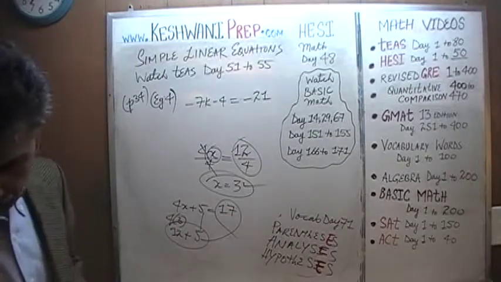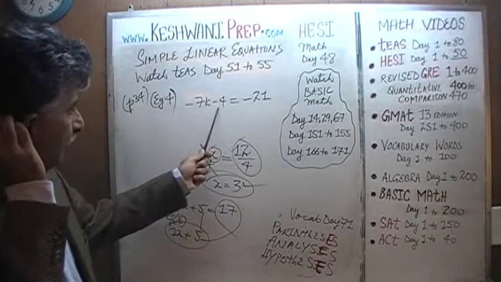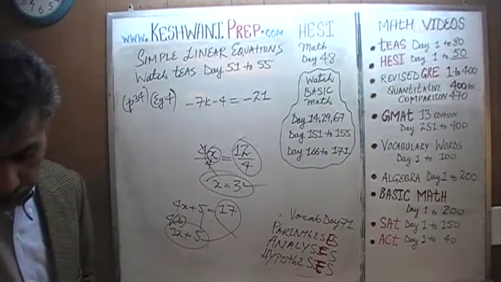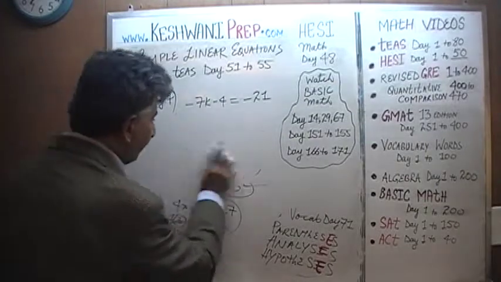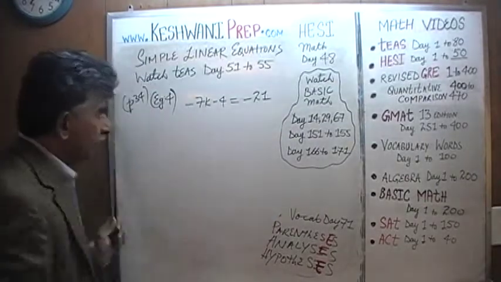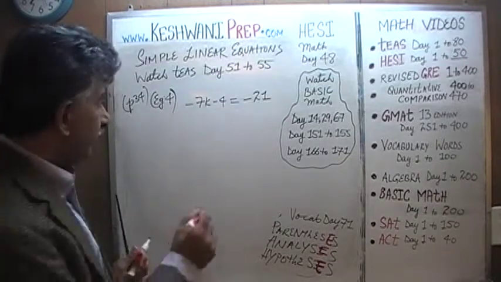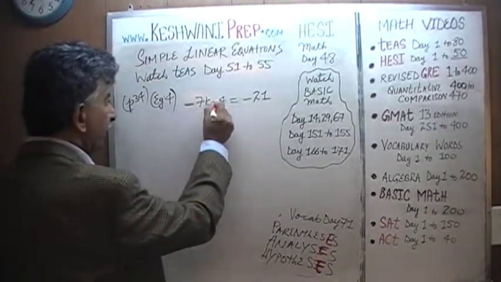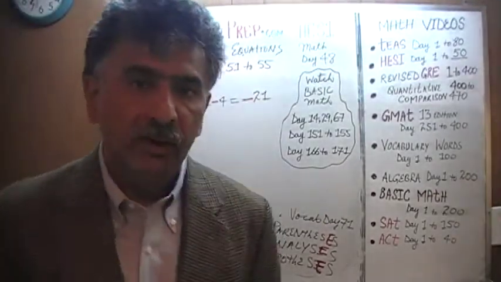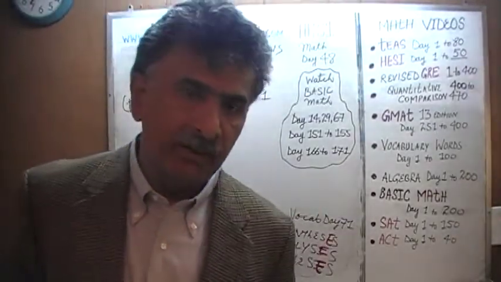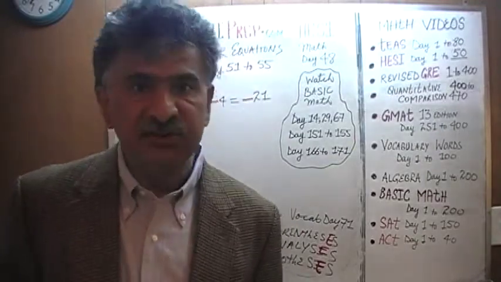Again, we want to get rid of this 4 from here. But before we worry about getting rid of this 4, what we have to realize in this equation, okay, listen carefully, is that every single term is negative. Negative 7, negative 4, negative 21. Why don't we multiply the whole equation by negative 1 and convert everything into positive? It will make our life that much easier.